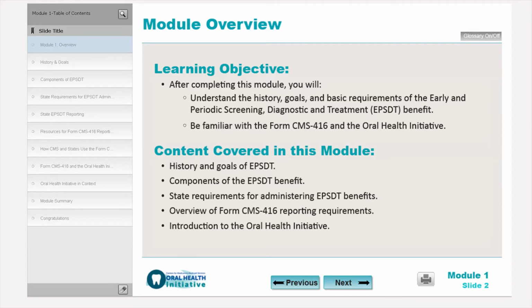The content covered in this module includes the history and goals of EPSDT, the components of the EPSDT benefit, state requirements for administering EPSDT benefits, an overview of Form CMS-416 reporting requirements, and an introduction to the Oral Health Initiative.